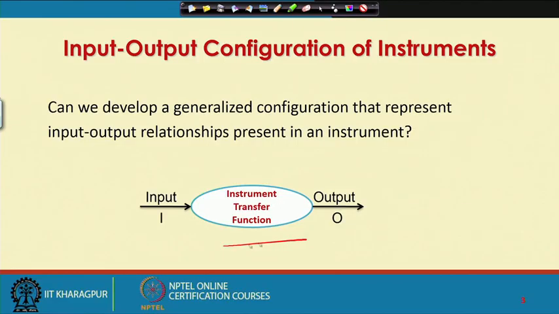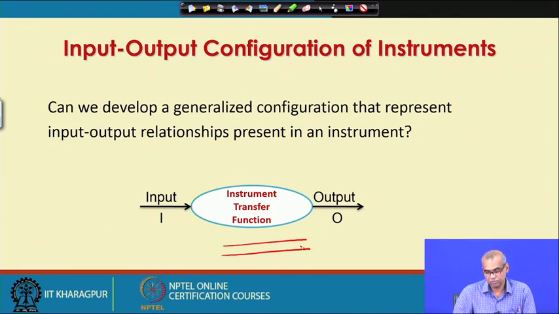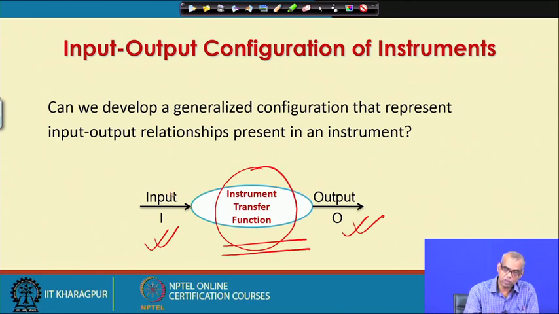So, in principle, all this input and output relationship of an instrument can be described in terms of some functions known as transfer functions. So, this is the instrument transfer function. For a known input, I can find out the output. The transfer function will work on this input and give you the output as a result. You will learn more about transfer functions when you study process control in some other course.